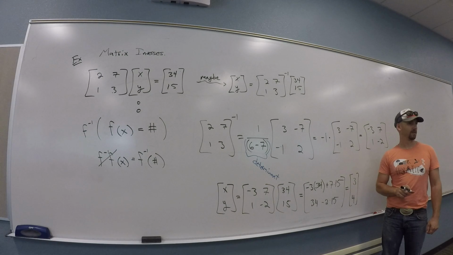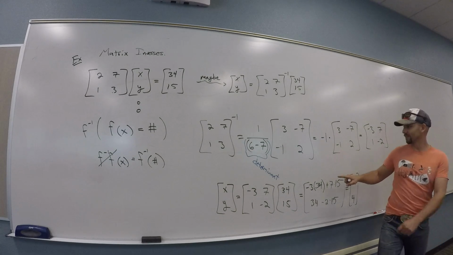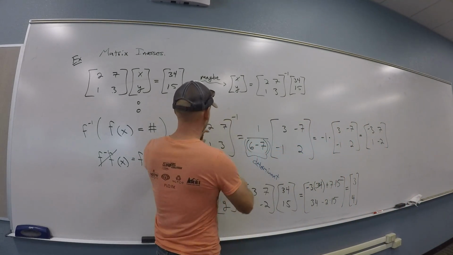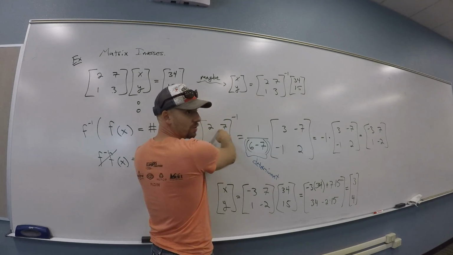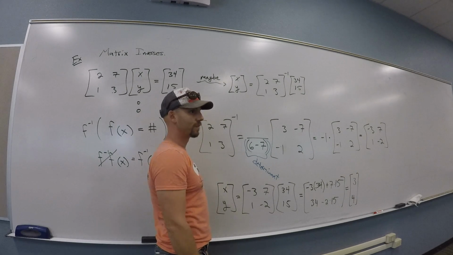Wait. How'd you get to 3, negative 7, negative 1, 2 again? Real quick, sorry. This one? Okay, so that's flip, flip. So switch these two, change the signs on those two. Because that's the rule for it. That's a rule when you're doing inverse.